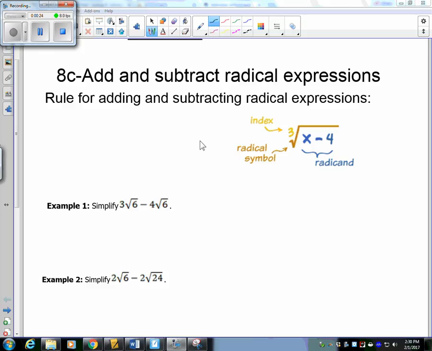So the index and the radicand, so it has to be the same radical, and what's underneath the radical has to be the same for you to add or subtract for like terms. So let's get into this.